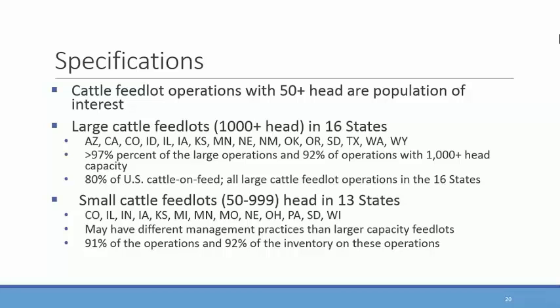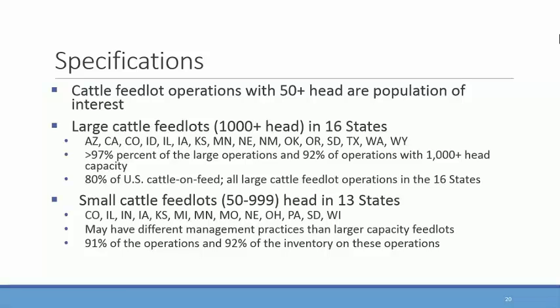So for small cattle feedlots in the 50 to 999 head level, those are in 13 states, and those are listed there. We believe that small cattle feedlots may have different management practices than the larger ones, and this represents 91% of the operations and 92% of the inventory on those operations.